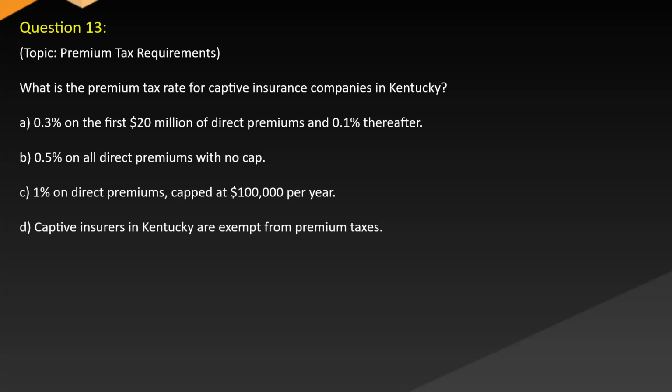Question 13. Topic: Premium tax requirements. What is the premium tax rate for captive insurance companies in Kentucky? A. 0.3% on the first $20 million of direct premiums and 0.1% thereafter. B. 0.5% on all direct premiums with no cap. C. 1% on direct premiums capped at $100,000 per year. D. Captive insurers in Kentucky are exempt from premium taxes.